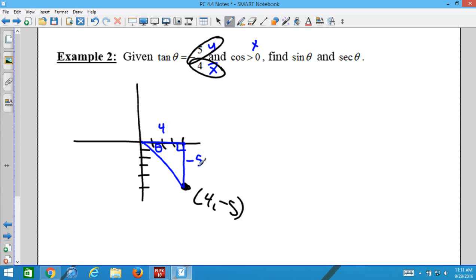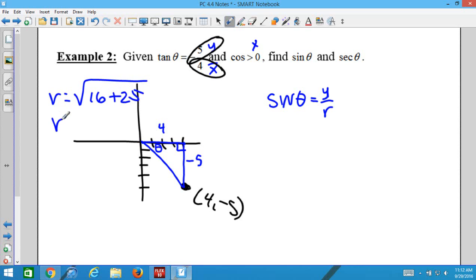Now to find sine, I know this is not the unit circle because my hypotenuse is going to be longer than my sides. So this is not the unit circle. I better find the radius by using the Pythagorean theorem. So, the square root of 16 plus 25, 41, which is the square root of 41. That doesn't simplify, square root of 41.